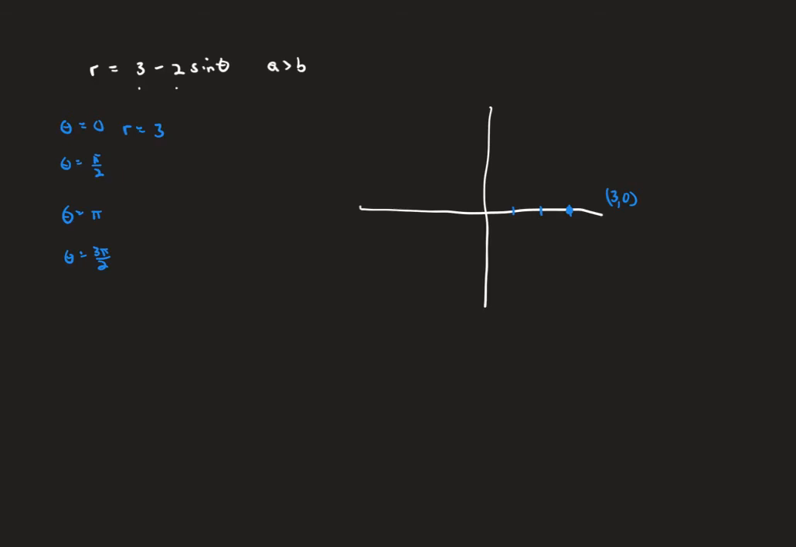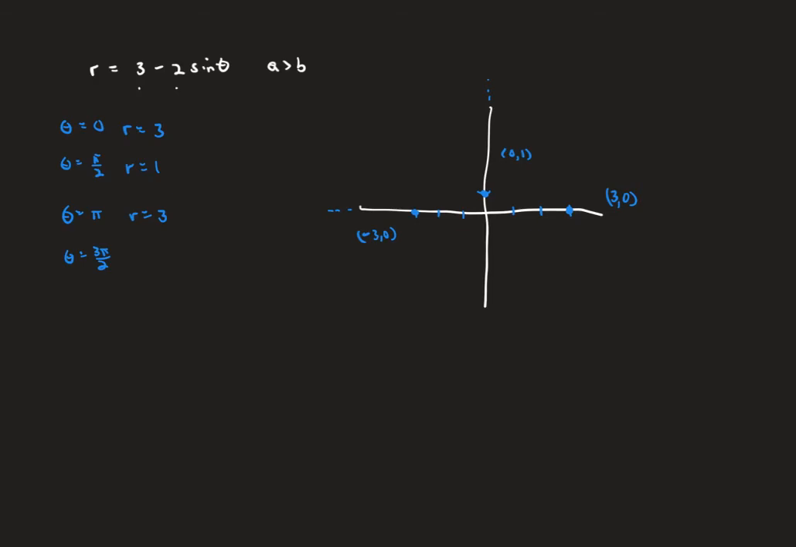At pi over 2, sine is 1, so negative 2 times 1 is negative 2, plus that 3 is going to give us an r value of 1. So at the angle pi over 2, I'm going to go 1 away from the pole, and I'll call that (0, 1). At pi, sine is back to 0, and so r is going to be 3 again. Here's our angle pi, so if I go 3 out from the pole, I'm going to label that in xy coordinates as (-3, 0).